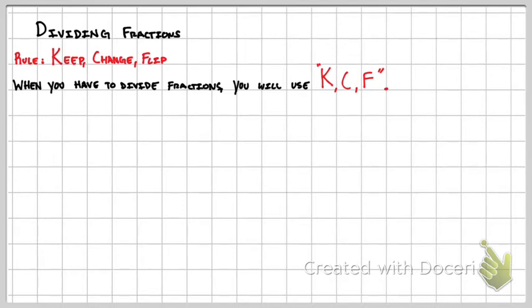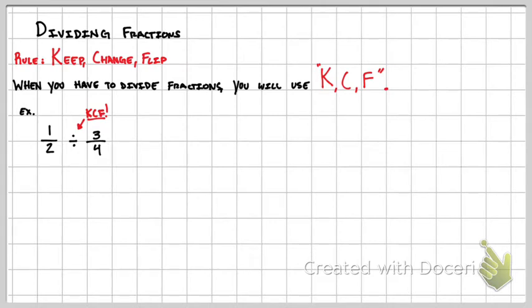So, let's say we have this problem right here: 1/2 divided by 3/4. Your first signal, the first thing that you should bring up in your head, is that we're dividing. And if we're dividing, we're going to do KCF. That should be the very first thing we see.